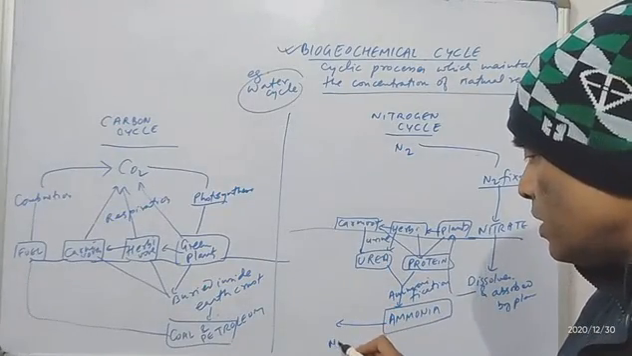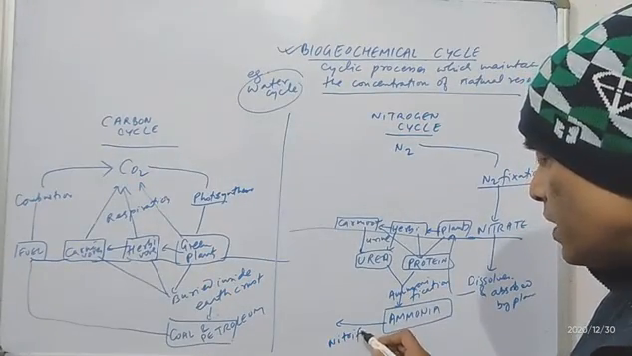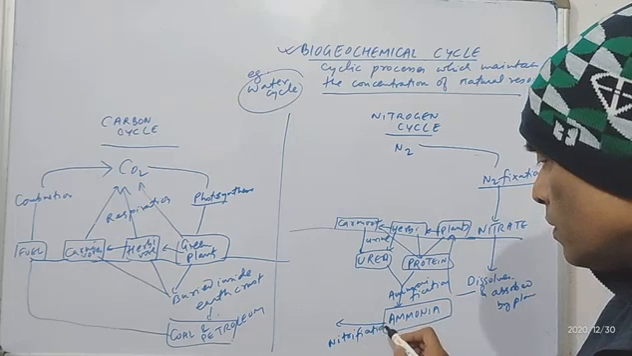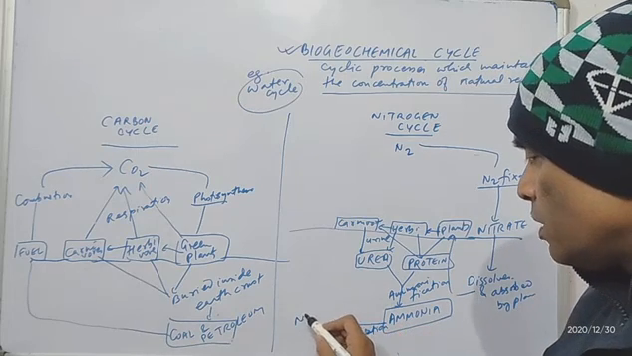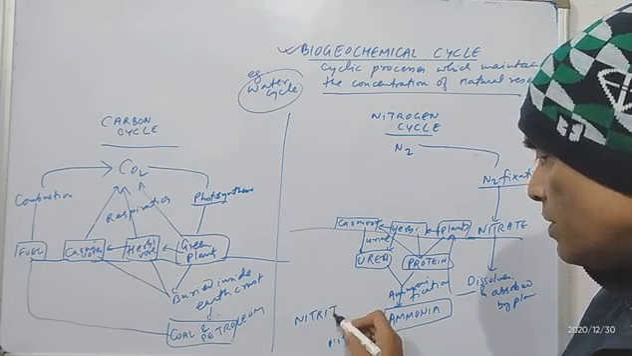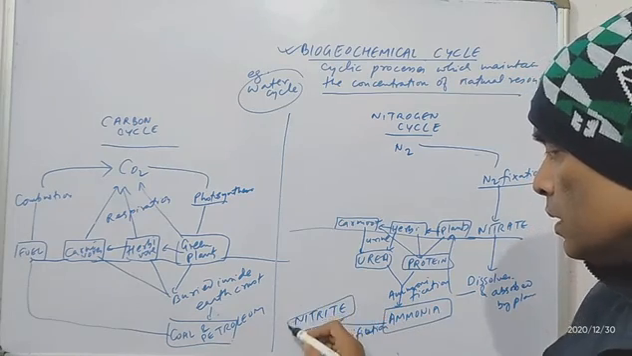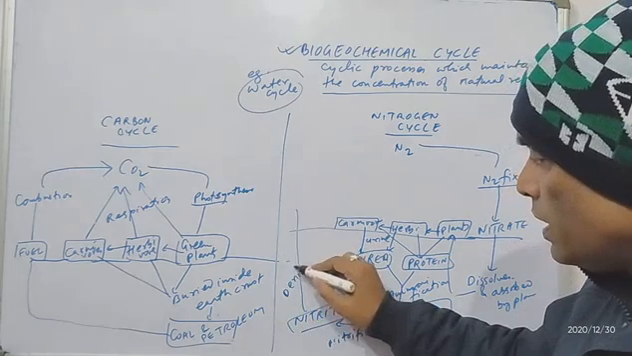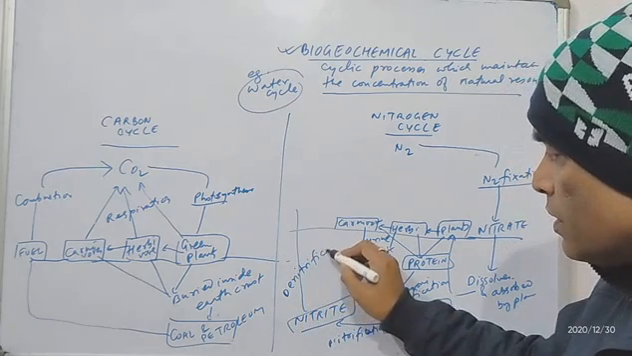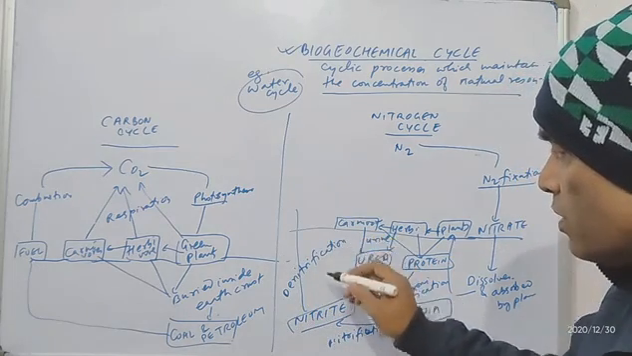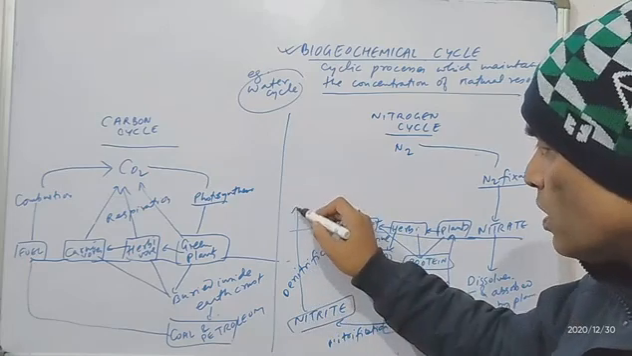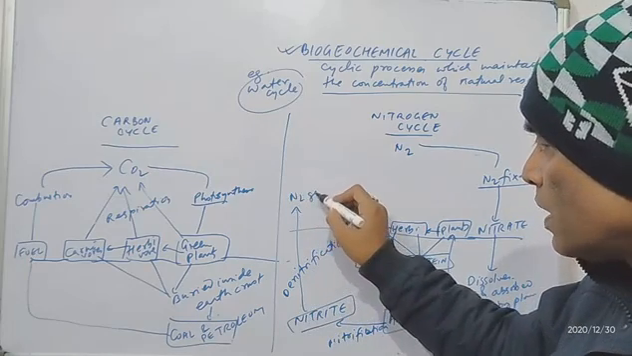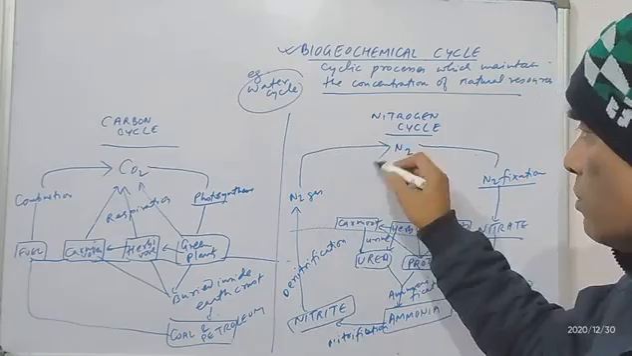Ammonia is converted by nitrification into a compound called nitrite. And this nitrite is broken by a process called denitrification. These are all processes going on inside the soil, and the nitrite is broken again back into nitrogen gas, which goes back to the atmosphere.